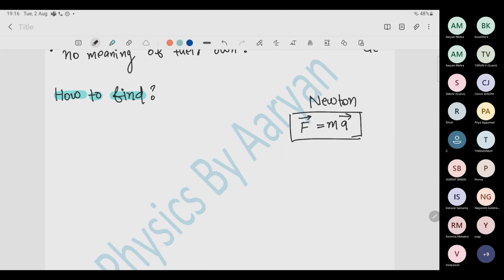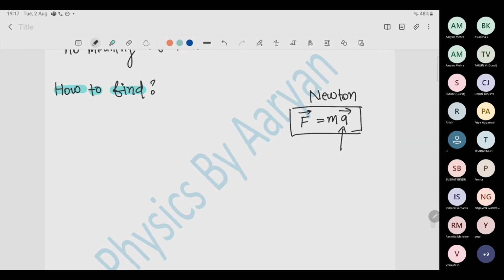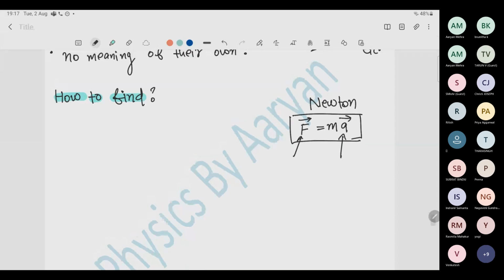If you know momentum, you can find kinetic energy. If you know kinetic energy or speed or velocity, you can find angular momentum. So everything you can find. You just need this acceleration. You already have the mass. You know what external force is acting. So Newton's equation did everything well in classical physics.